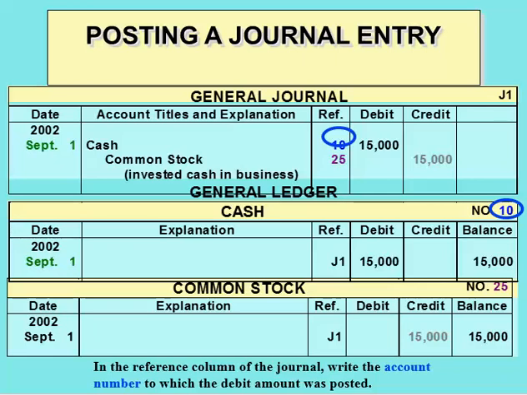The next thing we have to do is, you see all of the accounts have an account number, and this particular one, cash, has account number 10. And what we're going to do is write that in the reference column on our general journal page. And that tells us a couple of things. One, what account it actually got posted to. If there was a question, we could look at that.